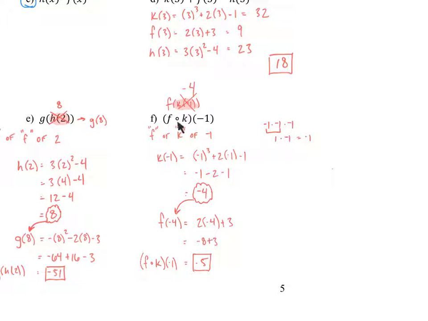One thing I want to point out is that this is not a multiplication sign. It's a totally different symbol that means "of." So this means f of k of negative 1, and this means g of h of 2. These are two different notations. Either is just as likely to be used on the Common Core exam, so we have to be sure we're familiar with both.